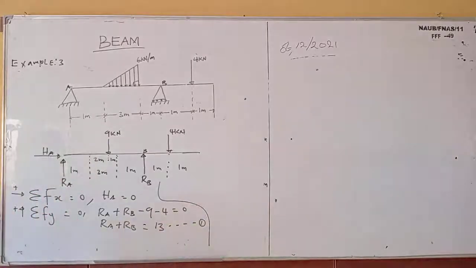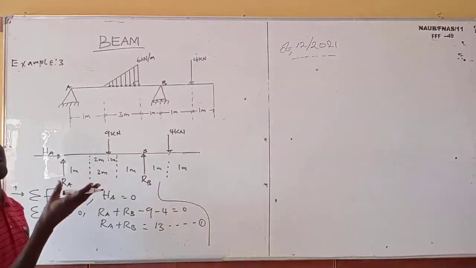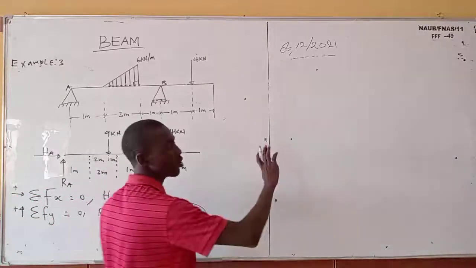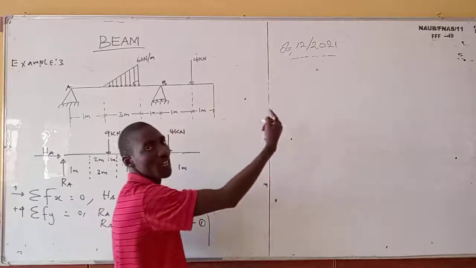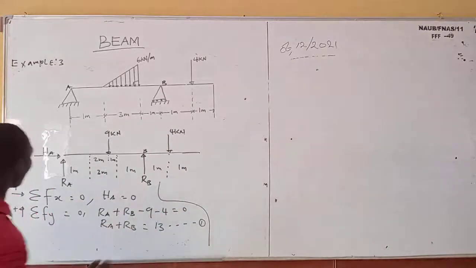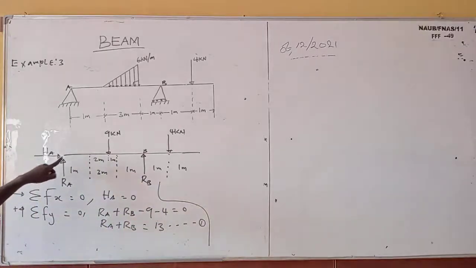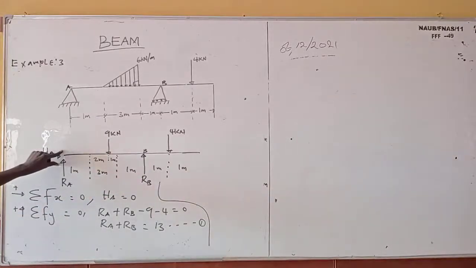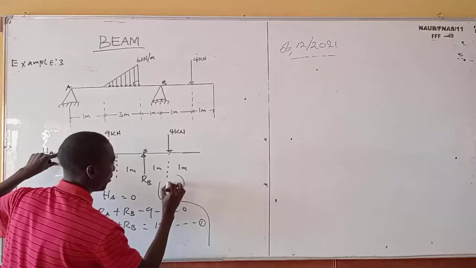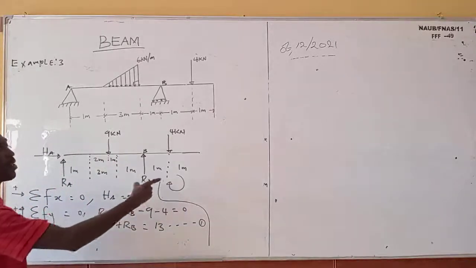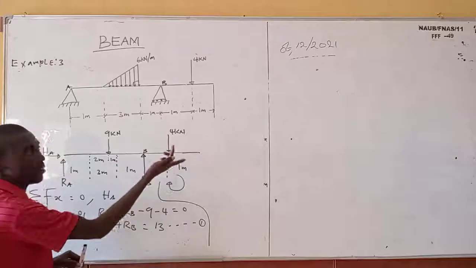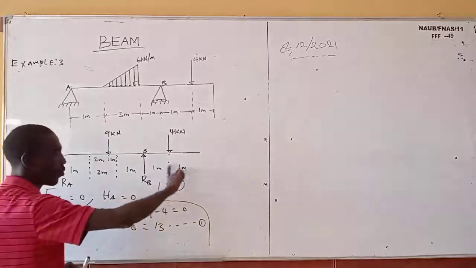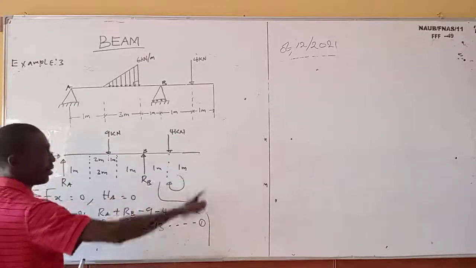So now the next thing is to take our moment. You can take clockwise moment or anti-clockwise moment. When we say clockwise, you know your clock is moving clockwise. Do you understand? We can take our moment at this point or at this point, but I love taking my moment at this point. Is this a clockwise moment or anti-clockwise? You can see it's moving like this. That is a clockwise moment. It's moving like the hand of a clock.